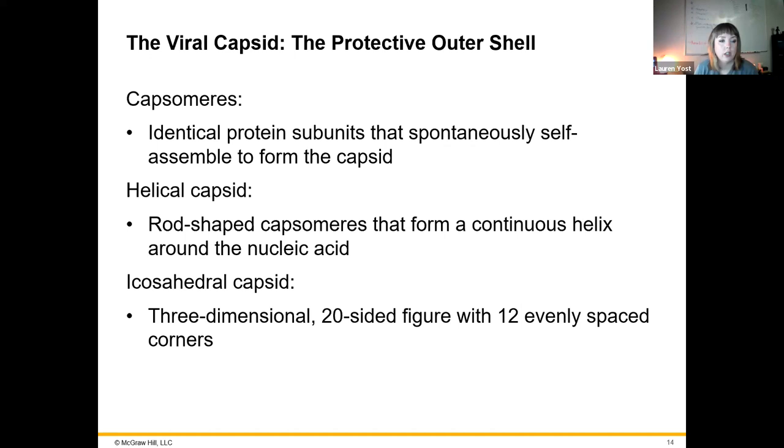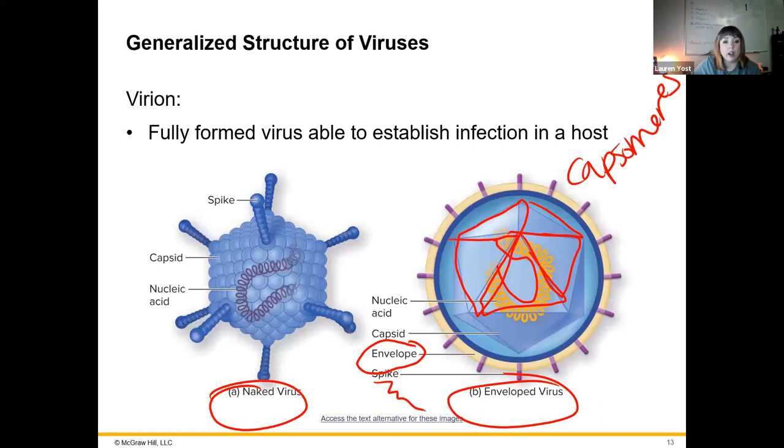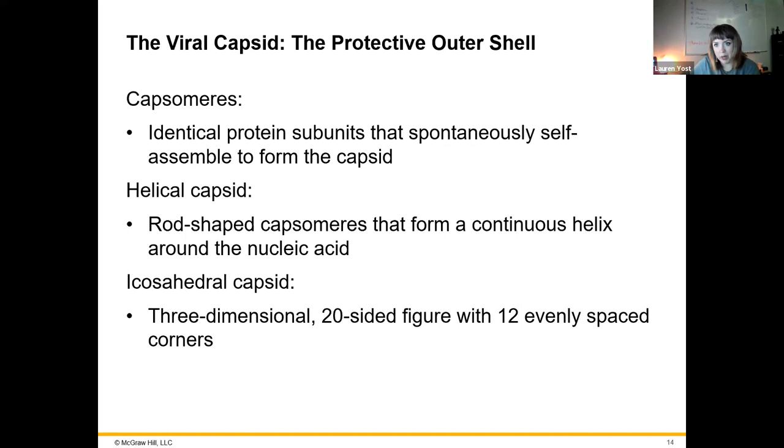You can have a helical capsid or an icosahedral capsid. We just looked at the icosahedral. We know what this means. This is made up of triangles. That's all you need to know about it. Triangles over and over again around into almost like a sphere, but not quite, because it's got triangles. So about 20 sides with 12 corners.